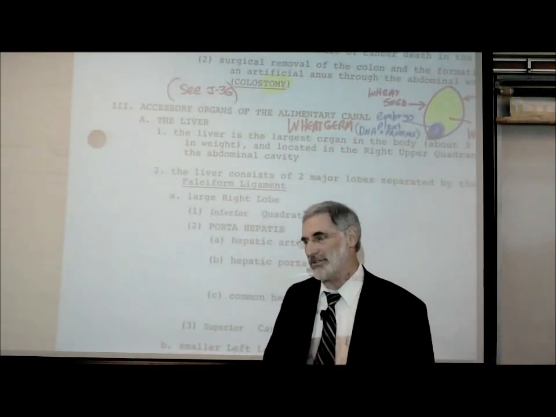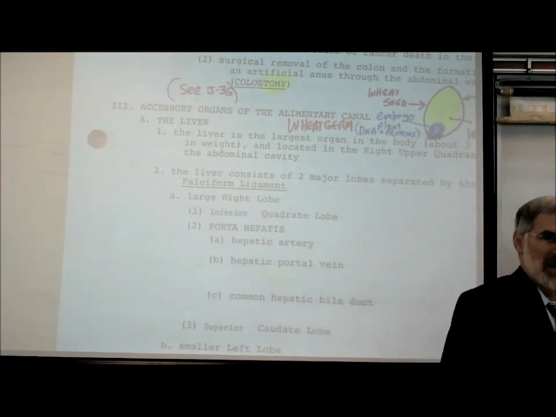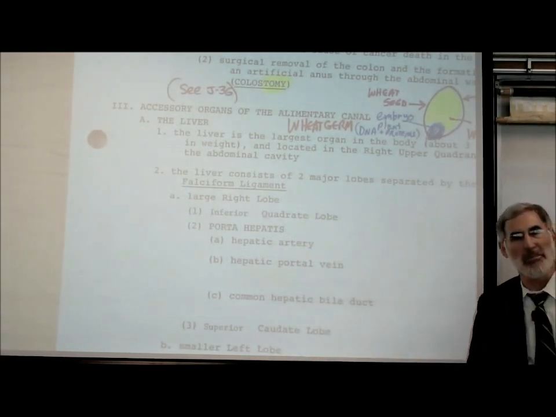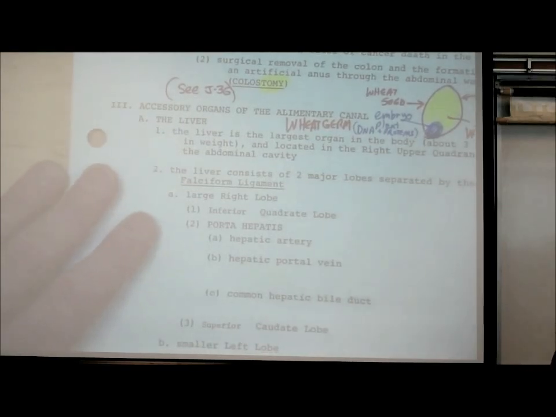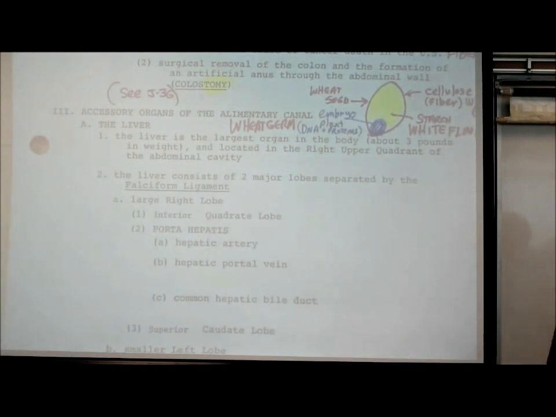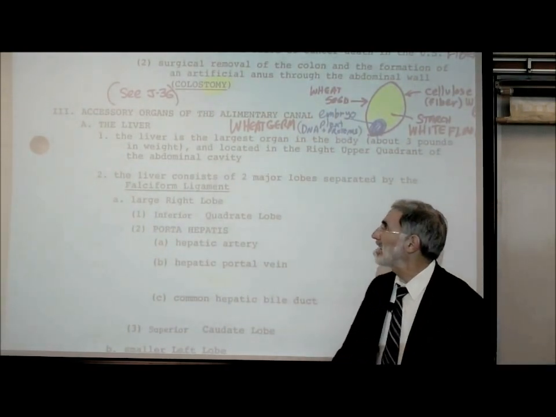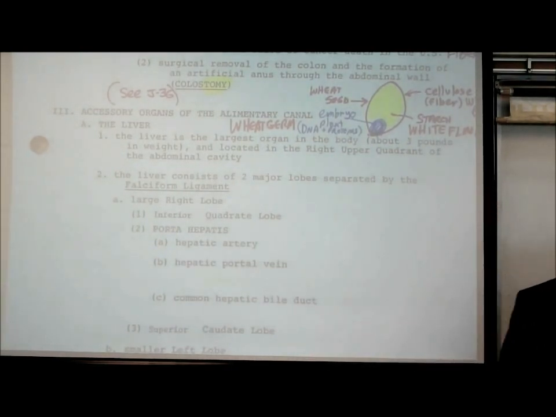Okay, we're now going to talk about the accessory exocrine glands. That's the liver, the gallbladder, and the pancreas. We're going to start with the liver. The liver is commonly said to be the largest organ in the body, if you don't count the skin. And it's located in the right upper quadrant.